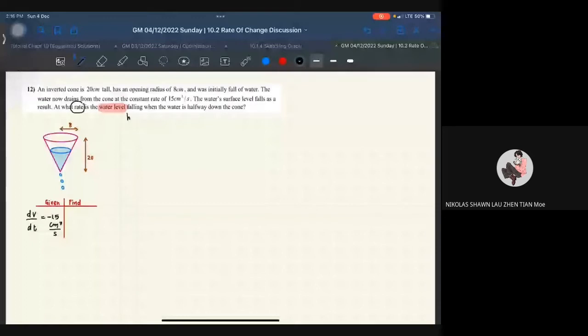Okay, and then when the water is halfway down the cone. What does it mean by that? Total tinggi cone tu tadi adalah 20. So kalau dia halfway, maksudnya separuh daripada 20. Okay, so dia nak kita cari dH over dt when the height of the water inside the cone is just 10. Dah kurang separuh. Okay, so when H is equals to 10.